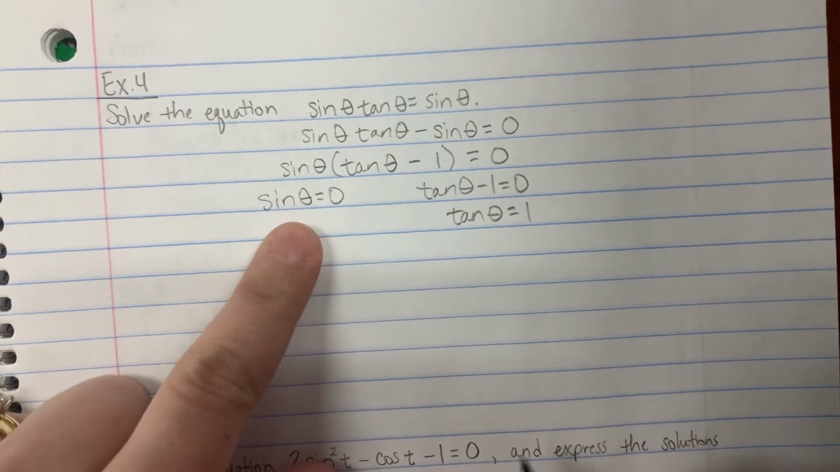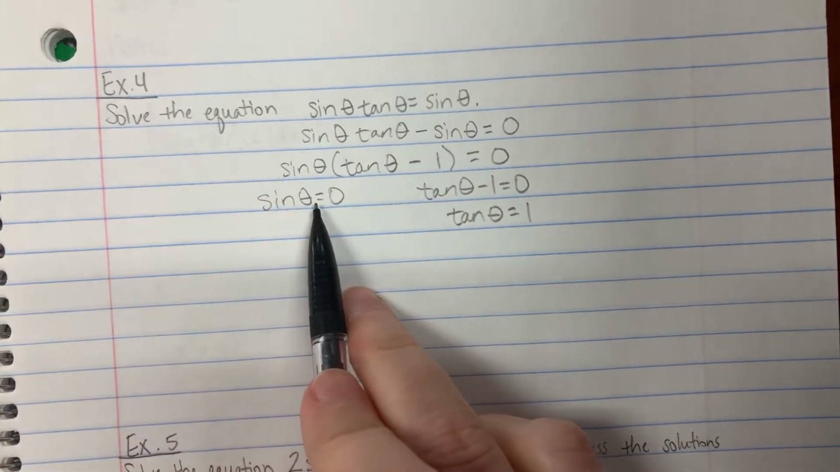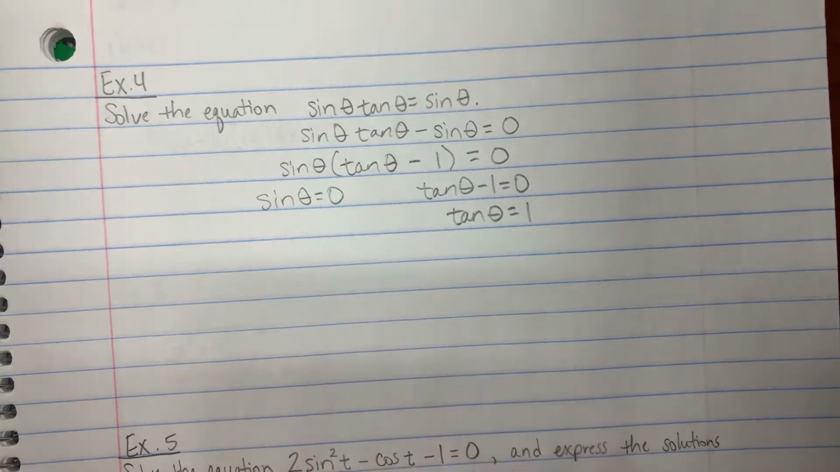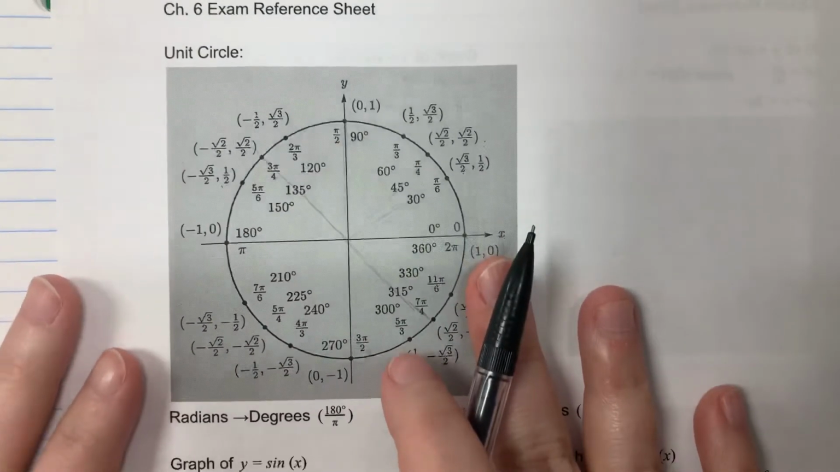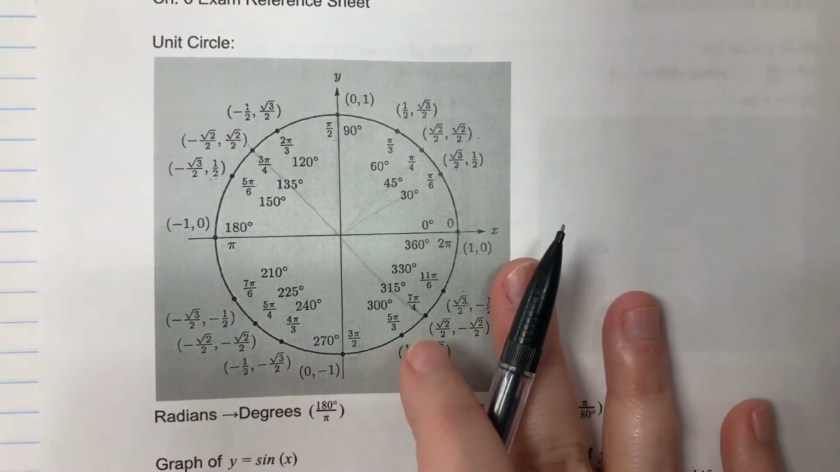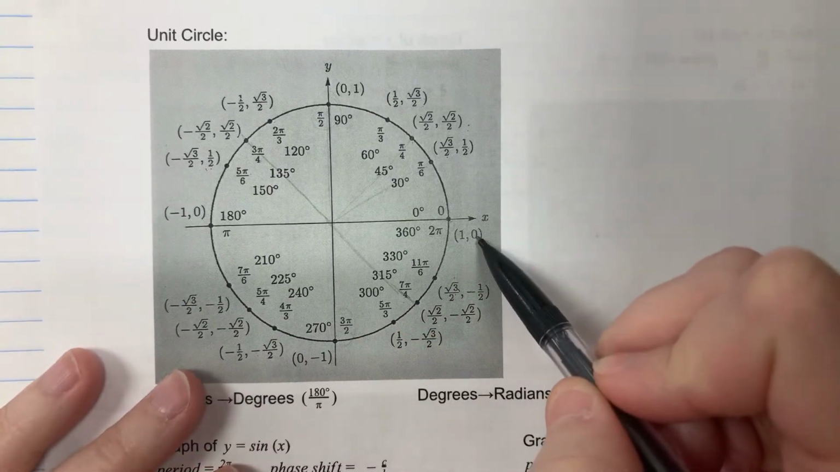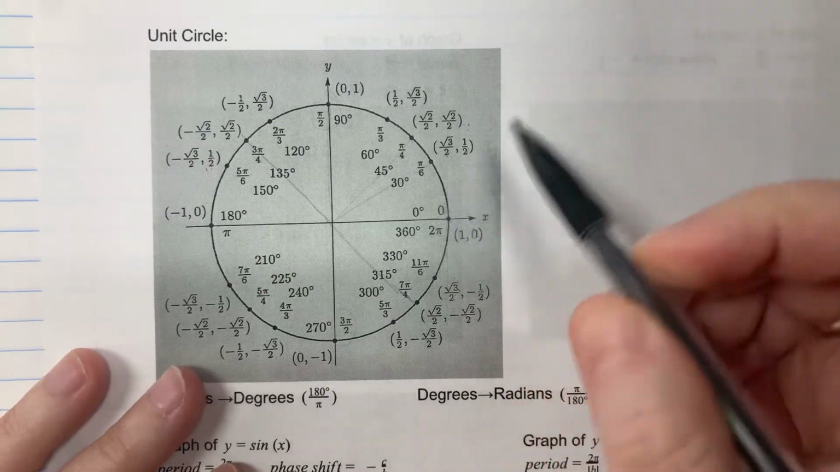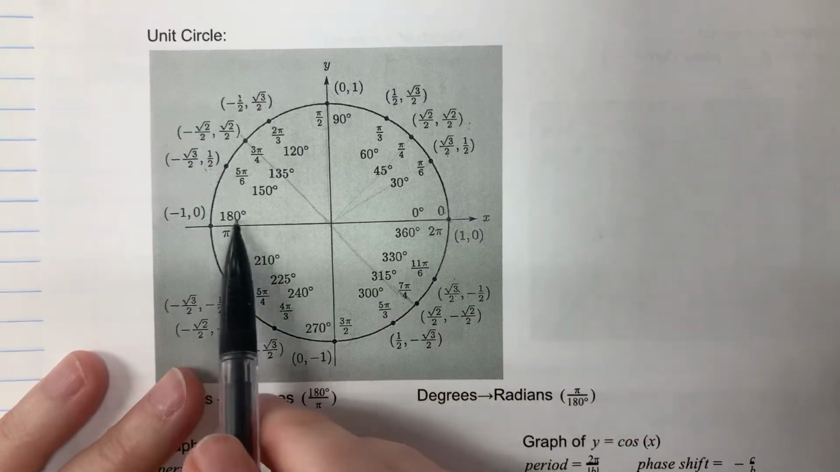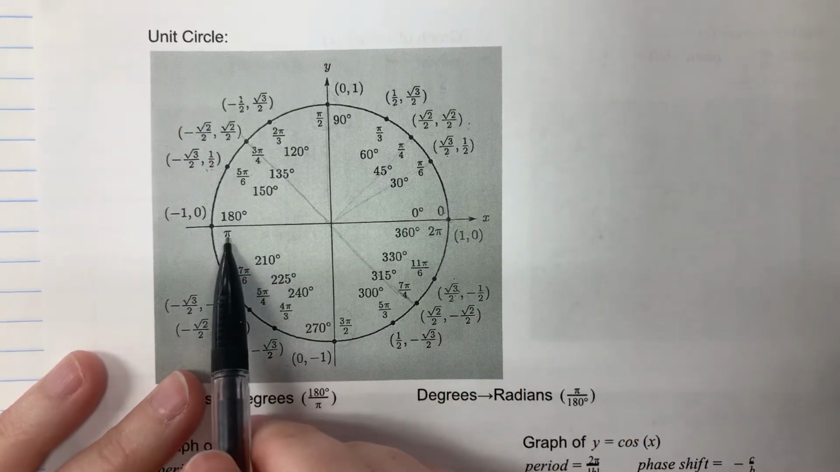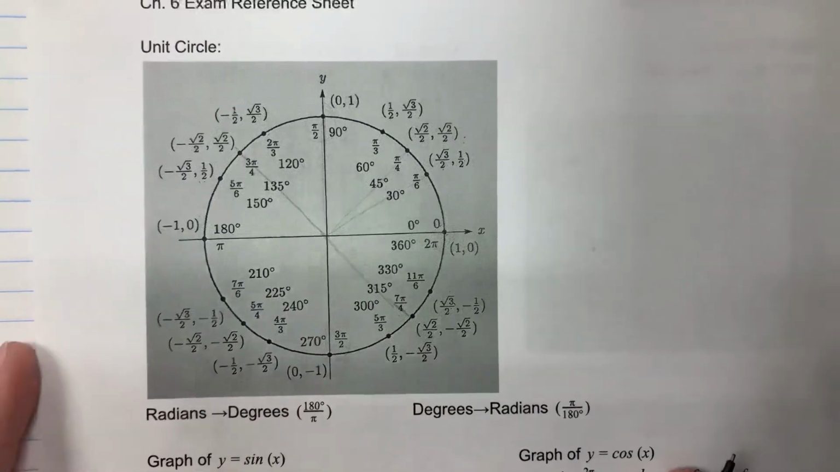So first, let's look for when sine of theta is 0. So if I look at my unit circle again, remember sine is your y value, and I'm looking for when that is 0. So it's 0 right here at 0, and it's 0 right here at 180, or pi. So I'm going to just write those out.